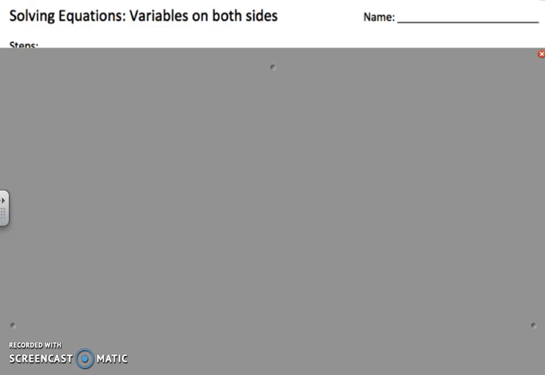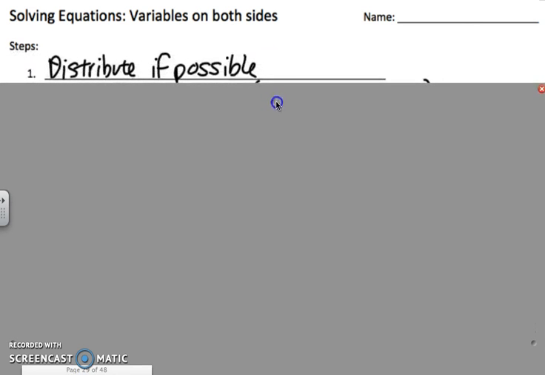Alright, so this is a video on solving equations with variables on both sides. Let's go over some steps. The first step is to distribute if possible. So if you come across parentheses, that means you're going to have to do that step first.